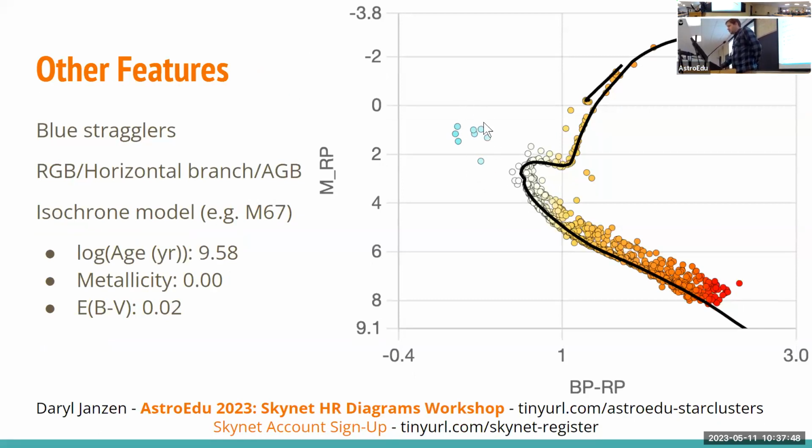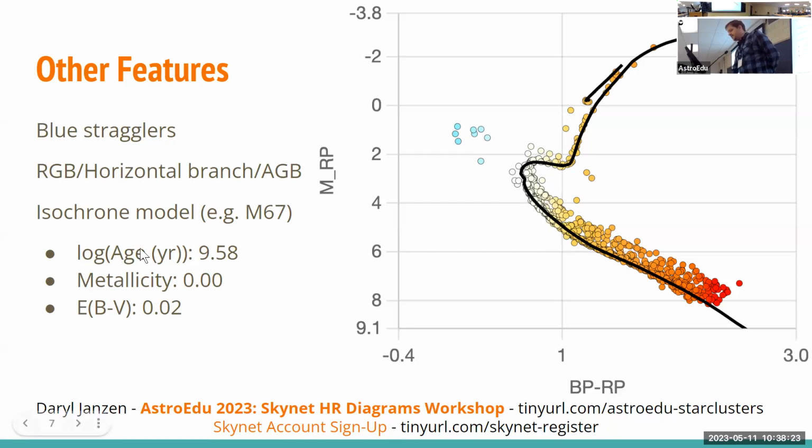Or we can see the blue stragglers. So all of the stars over here, blue stragglers, or the red giant branch, horizontal branch, which is just this little clump here for this open cluster, and asymptotic giant branch, the stars that are there. And then there's also isochrone model fitting. We've got the Girardi models built into this tool, with sliders that we can adjust the age, the metallicity, and the reddening, and determine the cluster properties.